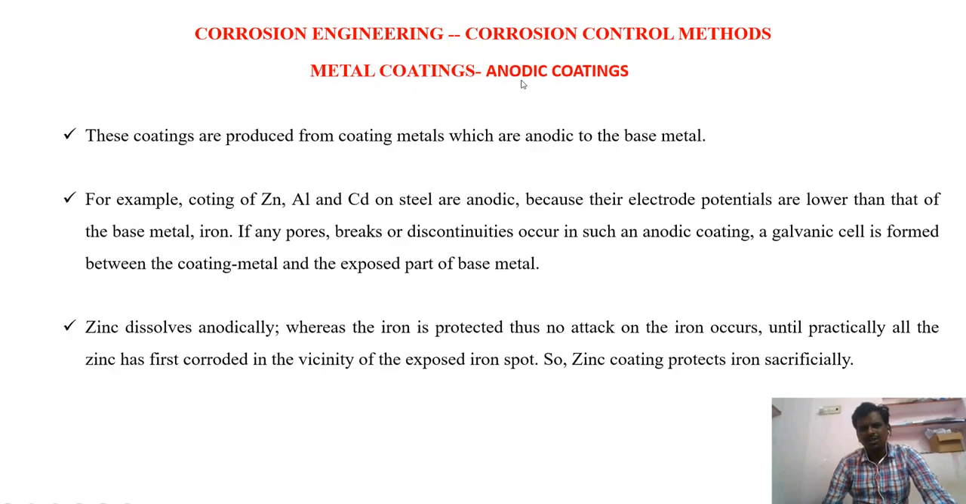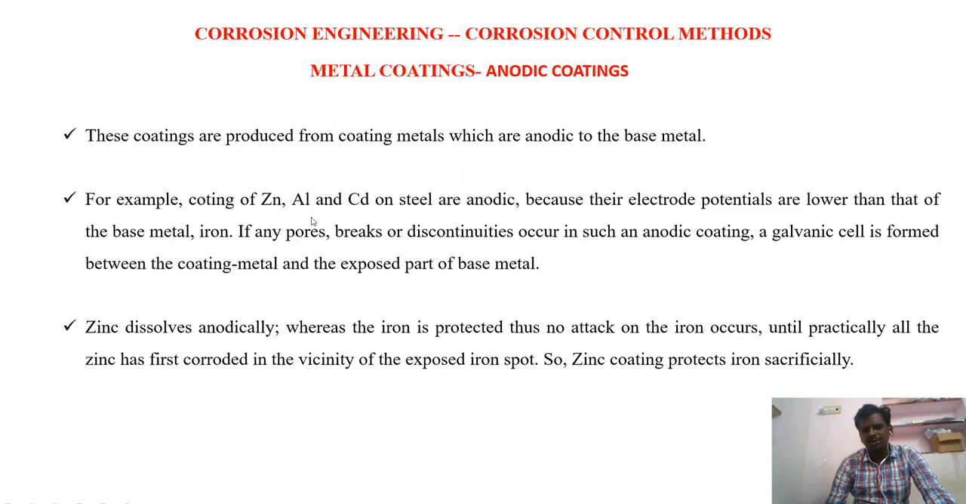So the next one is metal coatings, or anodic coatings. These coatings are produced from a coating metal. That means the metal which has to be protected is coated with another metal which is more anodic than the base metal. That is the important thing. Metals which are more anodic than the base metal are used to form a coat on the metal to be protected. For example, zinc, aluminum and cadmium coatings on steel.